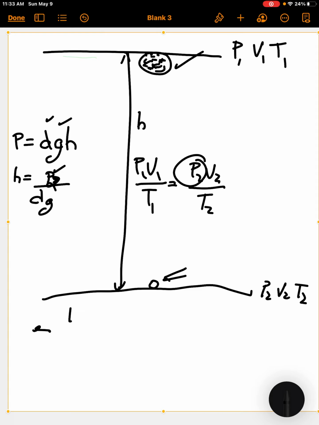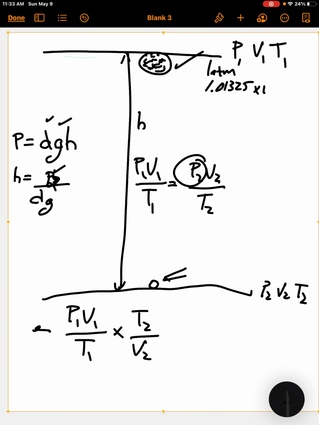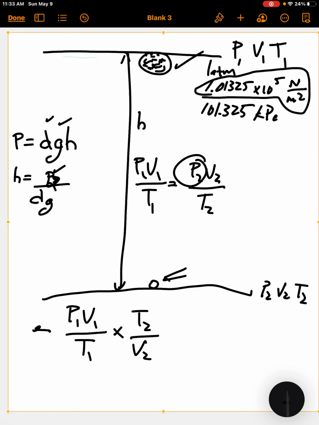So what you do, you cross multiply. Multiply both sides by T2. Divide both sides by V2. Again, they give you the volumes. You know this is 1 atmosphere up here. But 1 atmosphere is 1.01325 times 10 to the 5th newtons per meter squared, which is the same as 101.325 kilopascals. Kilopascals is really MKS system. It just has a prefix in it. But if you want to have it in the pure MKS units without prefixes, it's right there.